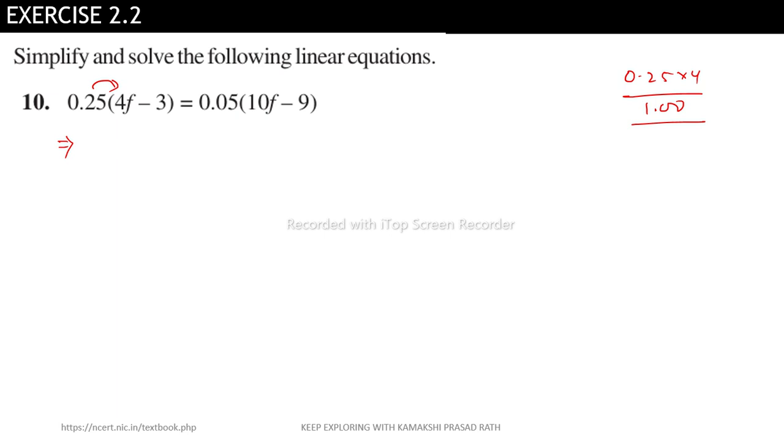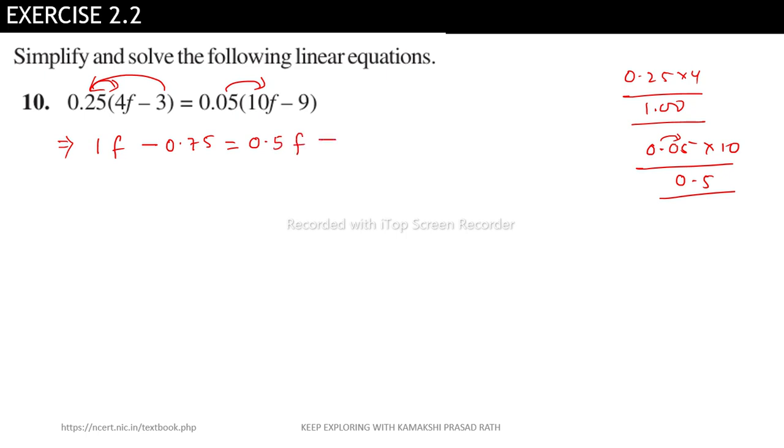1.00 is nothing but 1, so we can keep it as 1f, minus 3 times 0.25, we have 0.75, equals 0.05 into 10. As you are multiplying by 10, the point will move one step to the right, so we get 0.5f, minus 0.05 into 9. 9 fives are 45, so 0.45.